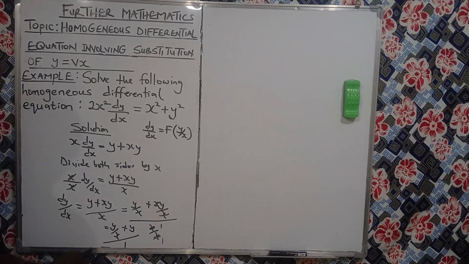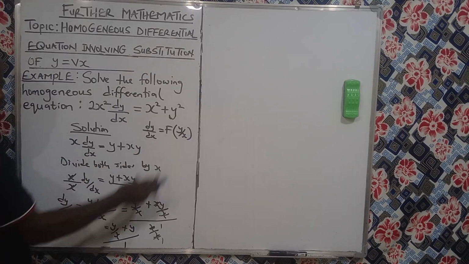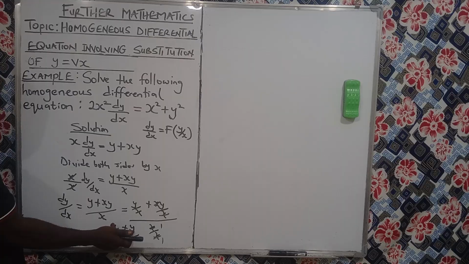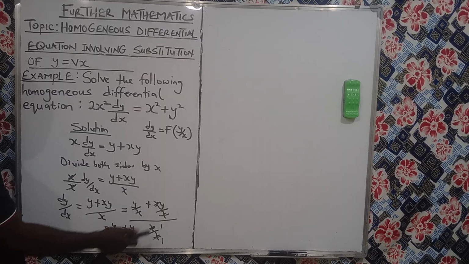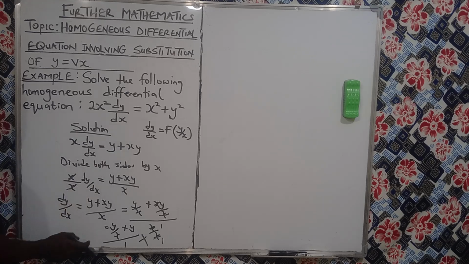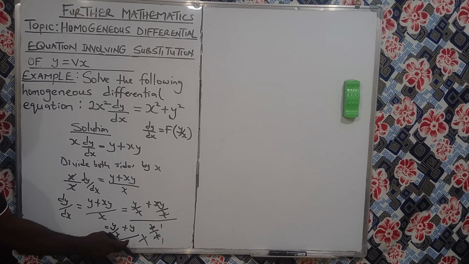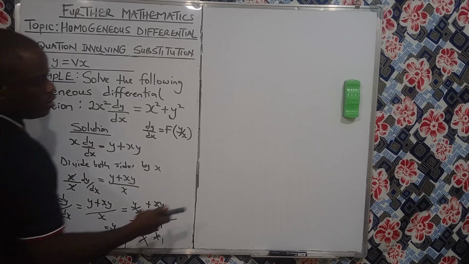You can see that you're having y over x, which is the condition we need, but this other one, y, doesn't have over x. That's why it disqualifies this equation as a homogeneous differential equation. This constant one is allowed.